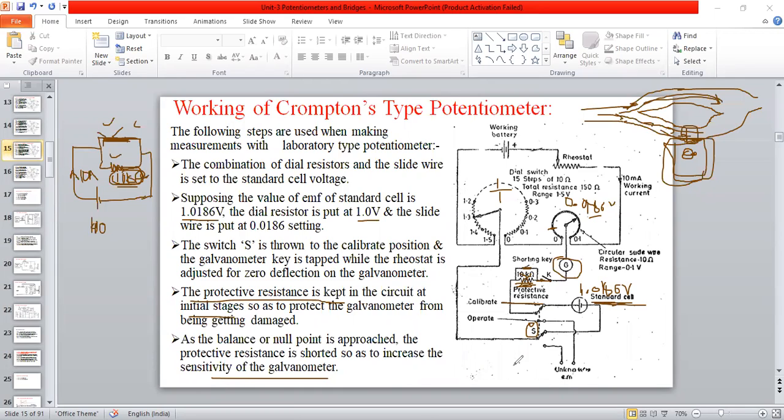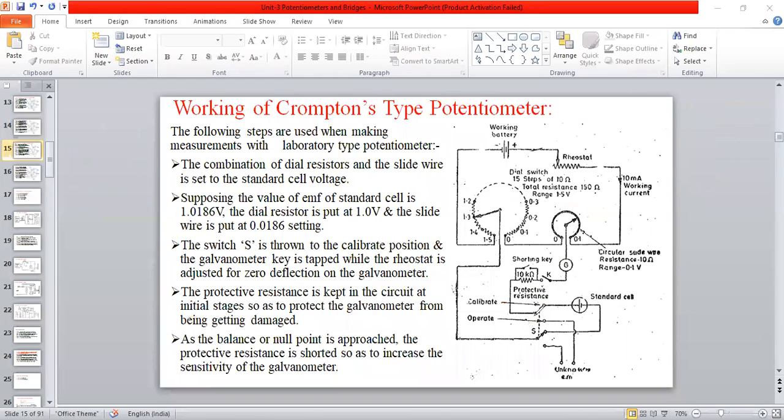Suppose whatever the calibrate position is there, I will not keep this in the calibrate position. I will shift this point into the operate position here now. I will clear all the things. Just a minute. Instead of here, I will put it into the operate position. Operate position means this unknown EMF or unknown voltage we are going to measure here now. This is our voltmeter.